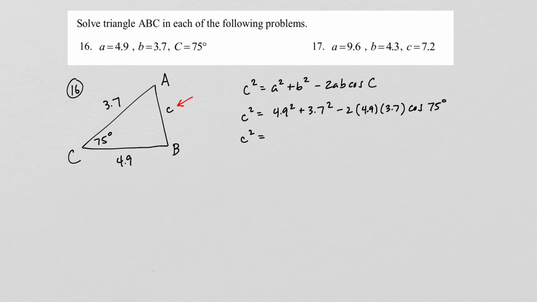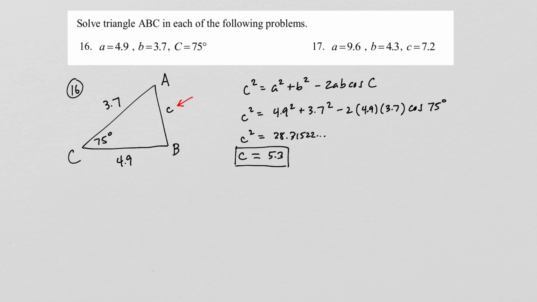And so let's go ahead and do the calculations. So you can just type all this into a calculator, 4.9 squared plus 3.7 squared minus 2 times 4.9 times 3.7 times the cosine of 75. And when you type all that in, you end up getting c squared is 28.31522, etc. And so c is going to be the square root of that number, and that ends up being approximately 5.3.